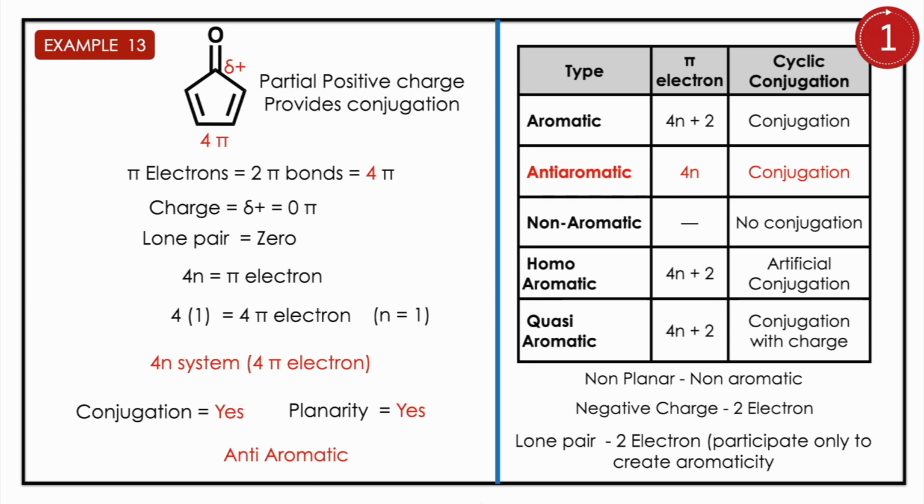It gives a 4n system. The compound is conjugated. The partial positive charge helps for the delocalization. So it is the 4n system. Further, the compound is planar because all are sp2 carbons. It is a cyclic planar compound. Finally, it is 4n system, conjugated, planar, meaning according to the Huckel rule, it is an anti-aromatic compound.